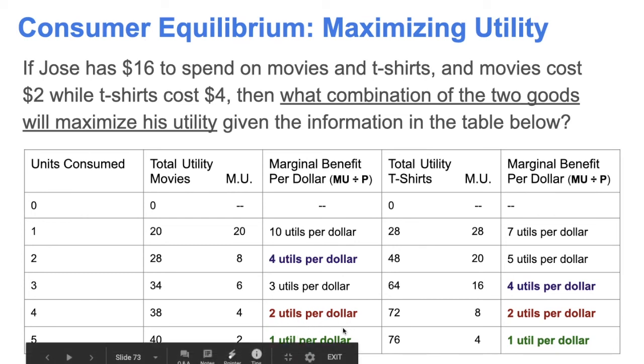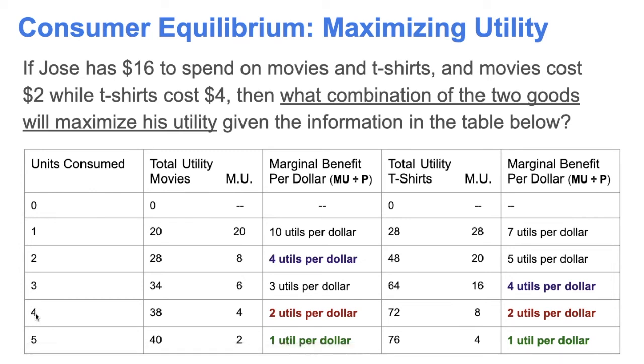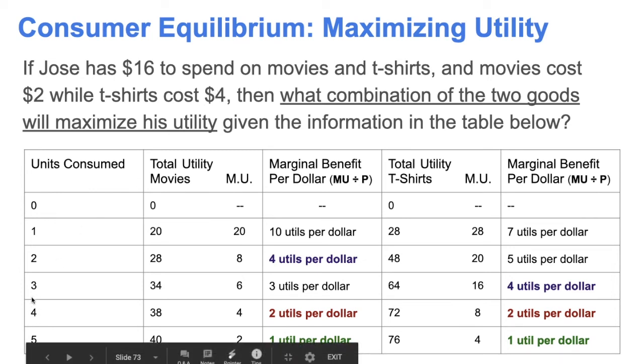Let's try our red combination here. 2 utils per dollar. Okay? Both of those are at 4 units. So if we buy 4 t-shirts, that's $16, which is great. That's the same as our budget, but this says we also have to buy 4 movies, which is $8, so we're actually spending $24. That's over our budget. So red is not going to work.